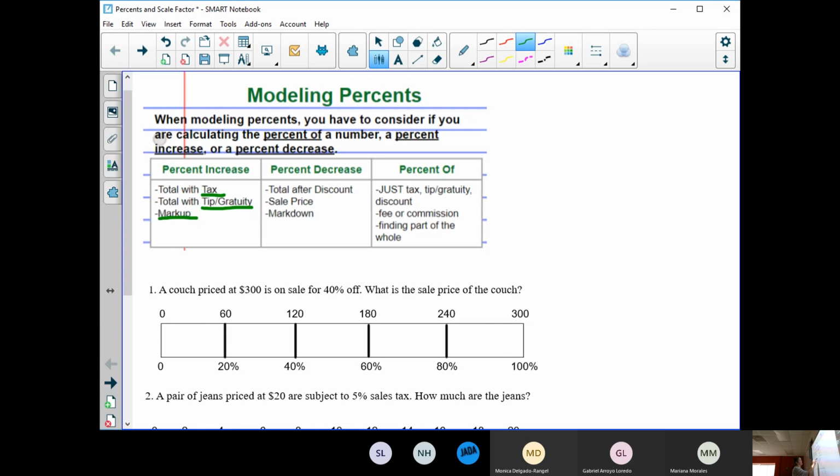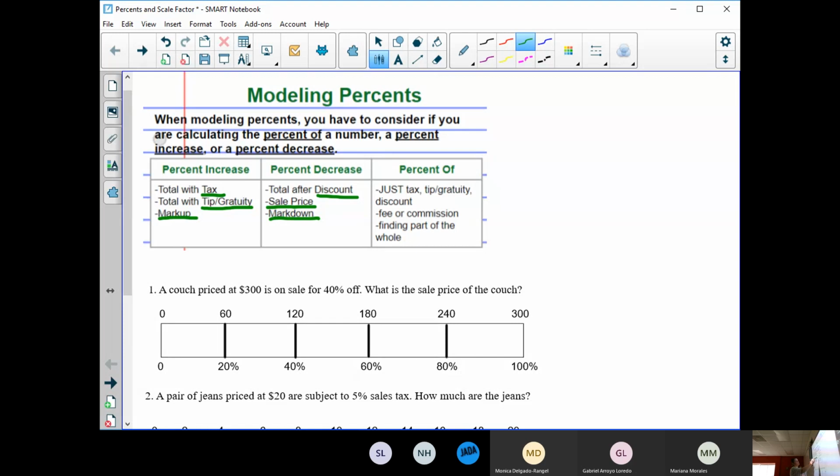Decrease, you might see total after a discount. So if we're talking about a discount, that means the cost is decreasing. Sale price, again, that tells us the cost is decreasing. And markdown, again, percent decrease. And lastly, percent of.